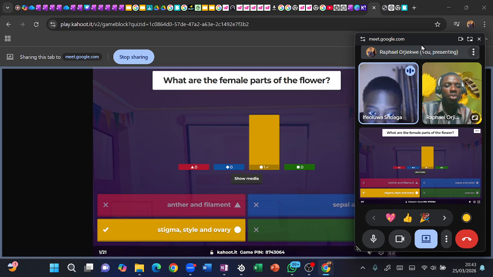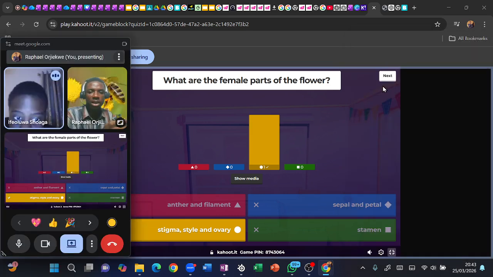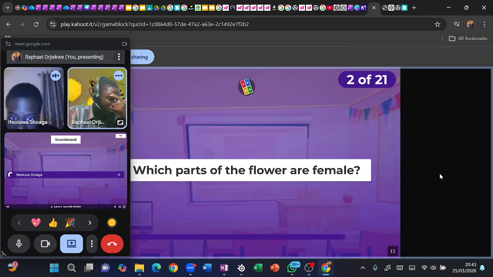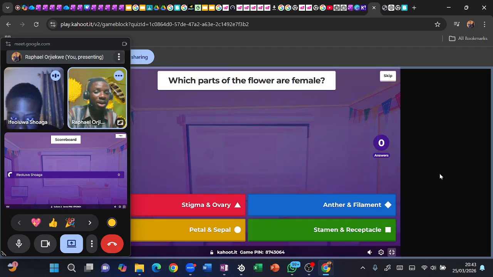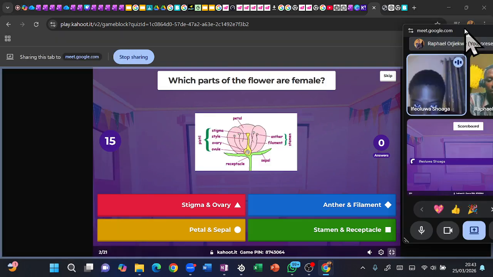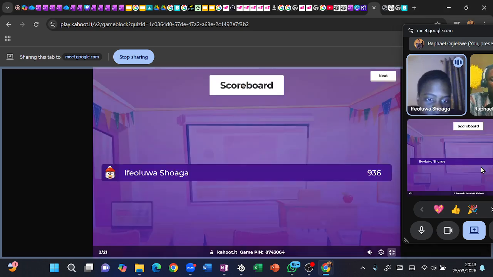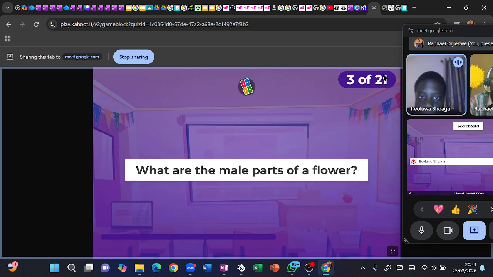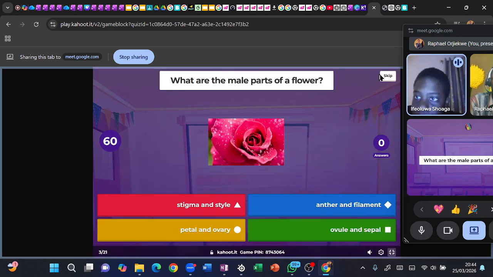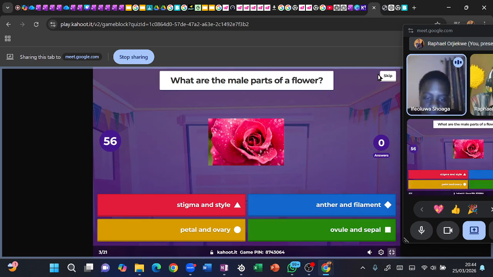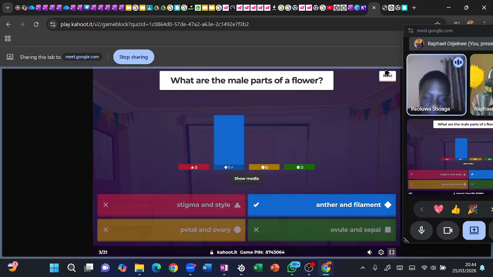Well done. Let's go on to the next one. I will not show you your points. Of course, you are playing it, but let's see how many you're able to get. You've gotten your first one, and you got the second one. Well done. Let's keep going. The male parts of a flower. Let's get the third one. Great, you've gotten your third question. Let's go to the fourth question.